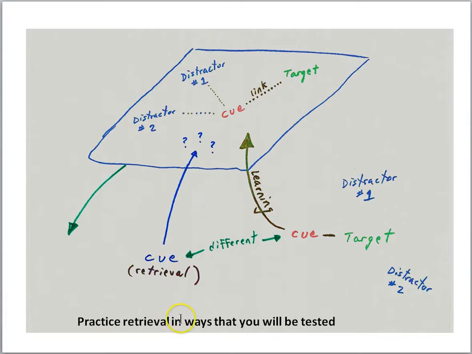We want to practice retrieval in ways that you'll be tested, and sometimes the test questions are worded differently or have a different sort of emphasis, and we want to be mindful and we prepare during our study sessions.